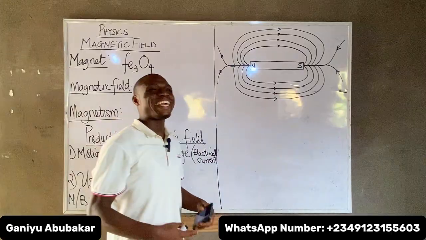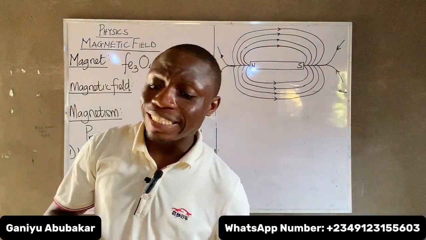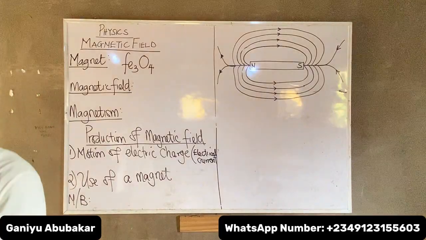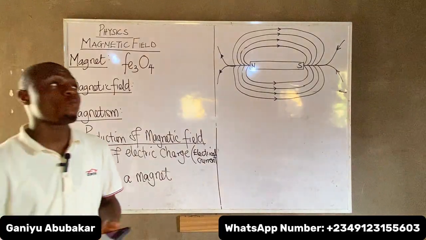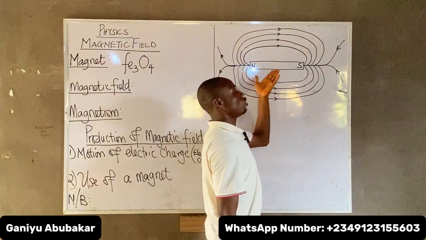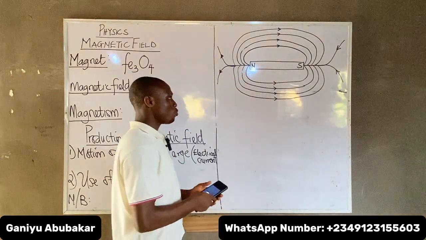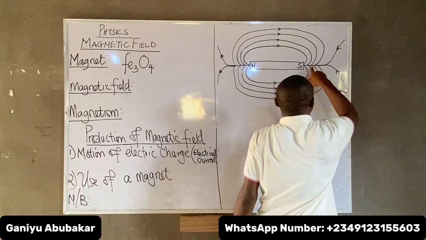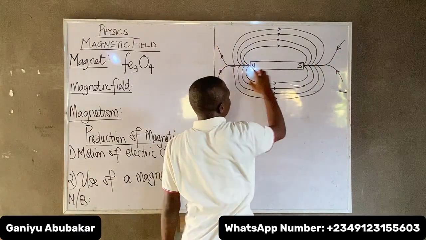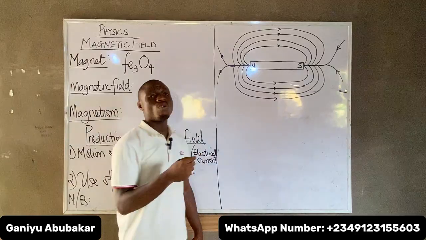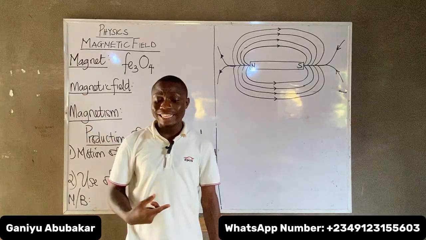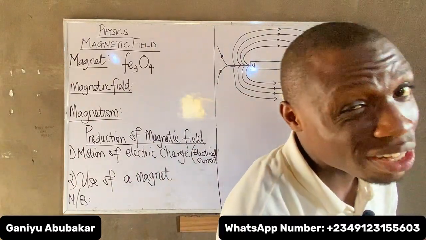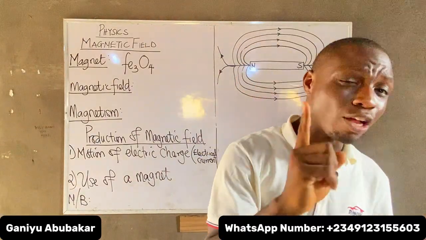So your key takeaway from this diagram is that the magnetic field flows from the north pole to the south pole, as you can see, and it's also moving inward and coming outward from here. The key thing to note here is that the magnetic field moves from the north pole to the south pole.